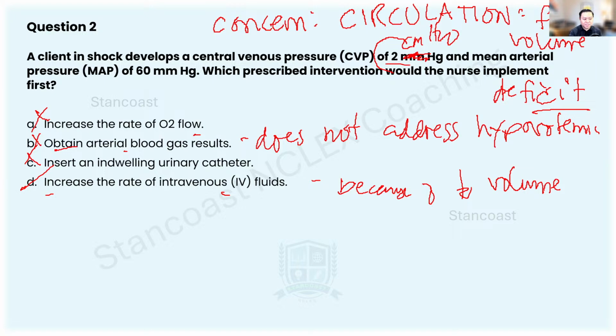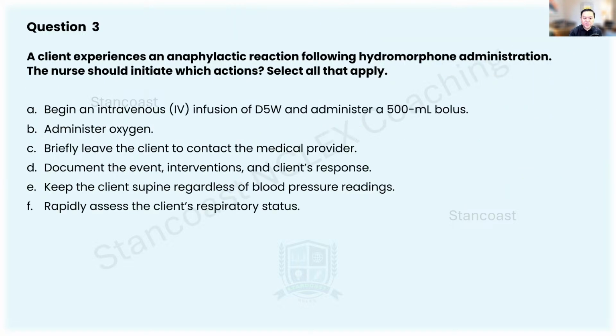Very good, guys. I'm seeing so many B's. Number 3, a client experiences an anaphylactic reaction following hydromorphone administration. The nurse should initiate which actions? Select all that apply. A, begin an IV infusion of D5 water and administer a 500 ml bolus. B, administer oxygen. C, briefly leave the client to contact the medical provider. D, document the event, interventions, and client's response. E, keep the client supine regardless of blood pressure readings. And letter F, rapidly assess the client's respiratory status.